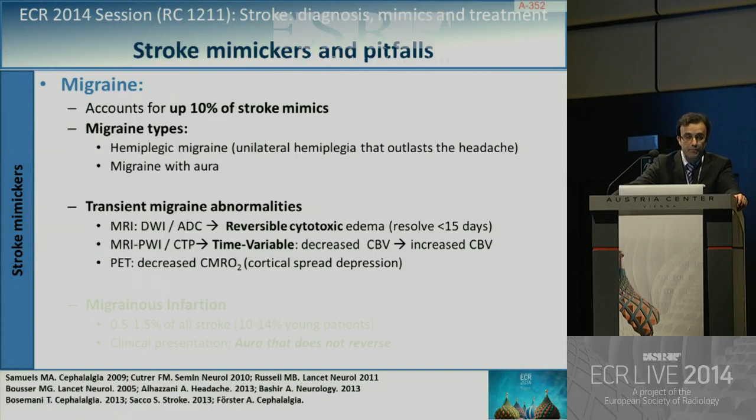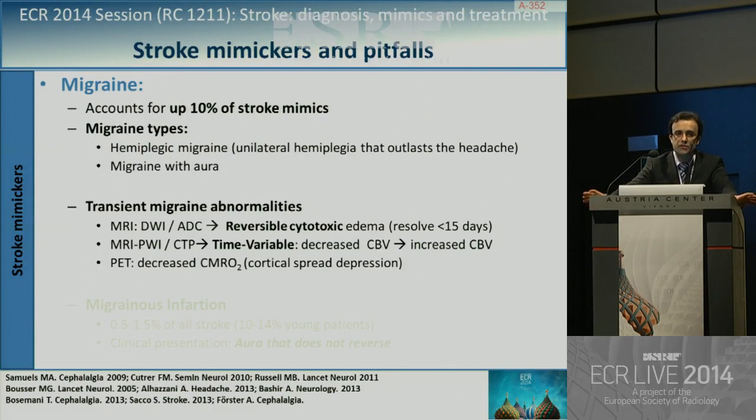And on perfusion, there is a huge controversy regarding the pathophysiology of migraine, but let's put it easy. When there is the aura, which means loss of function, you will have a decreased perfusion, so a decreased CBV and increased MTT. And when you have the headache following the aura, you will have a hyperperfusion, okay? A simple way to remember.